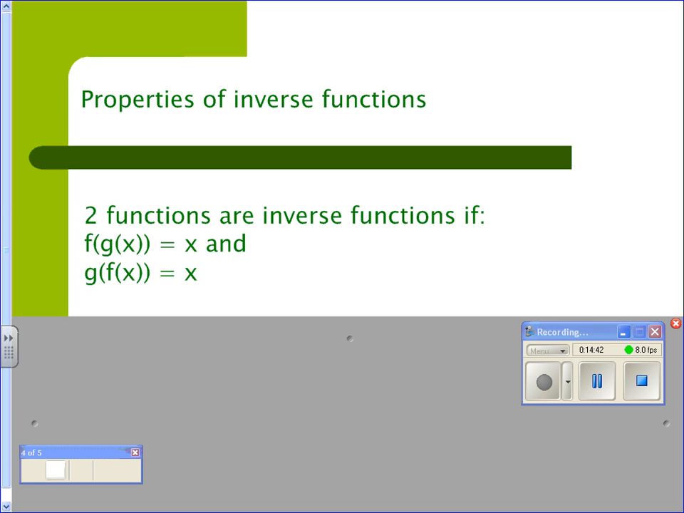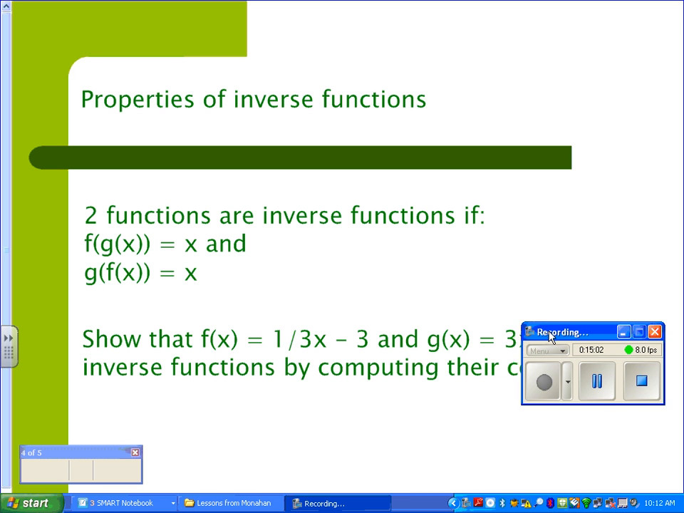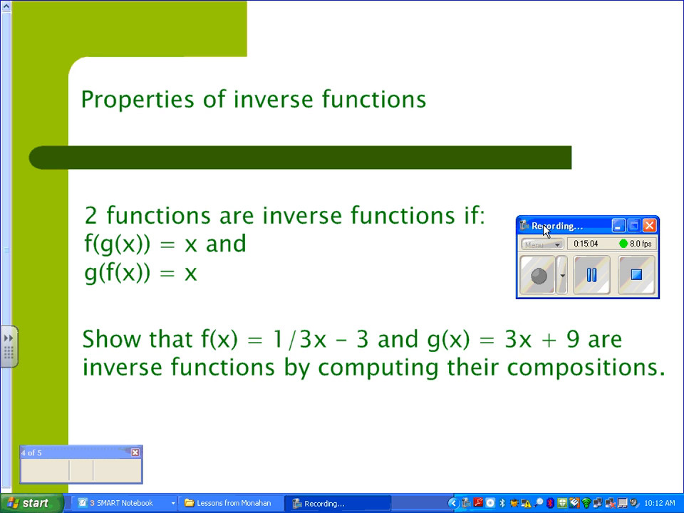Yeah, they just haven't told you that that means that they are inverse. Does that make sense? I didn't tell you that on the project. I was hoping you might figure it out. But if you compose the two and they are both equal to x, then that means that they are inverse. Sometimes the problems will say show that they are inverse functions by computing their composition. Sometimes they will say determine if they are. If it says show that they are, that means that they are.